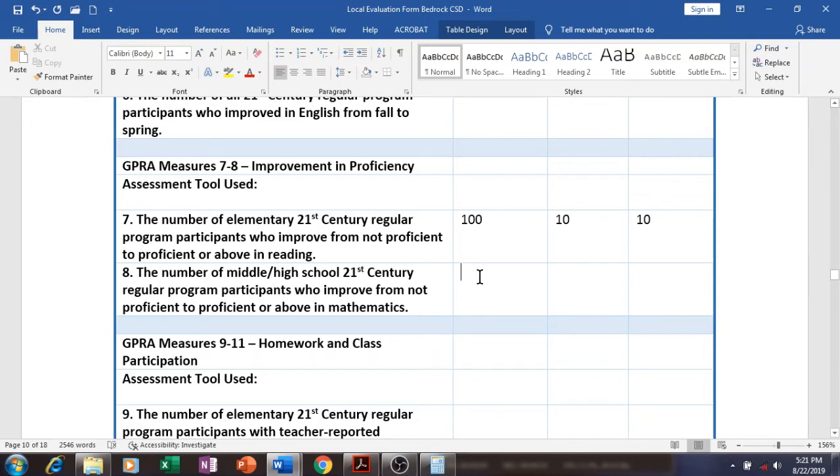Middle school, we had 10 students that needed it, and 2 did it, which is 20%. Notice there's no total because you can't find a total since you're talking about reading for elementary and mathematics for secondary. So there's no total on that.